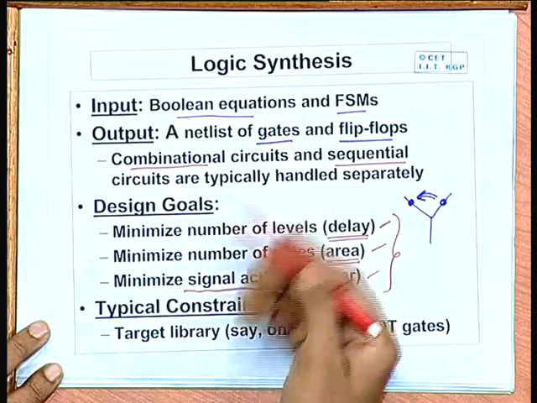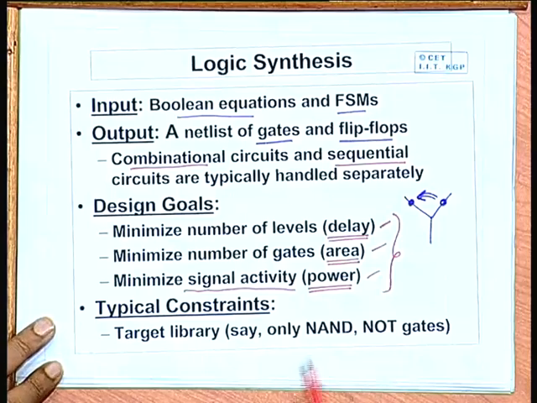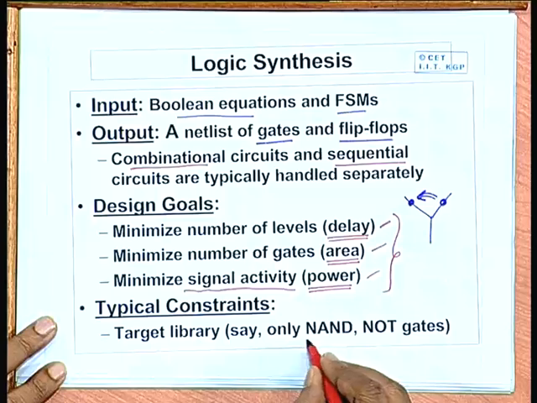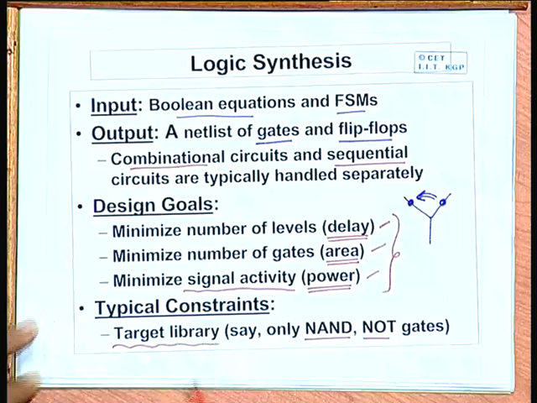Not only that, when you are doing synthesis, you have some other external constraints that will guide you. Some typical constraints may be that you will have to synthesize only using NAND and NOT gates, or maybe NOR. This is the so called target library. So, you will have to complete the synthesis where the components belong only to the target library. These are the typical constraints that you will have to satisfy.